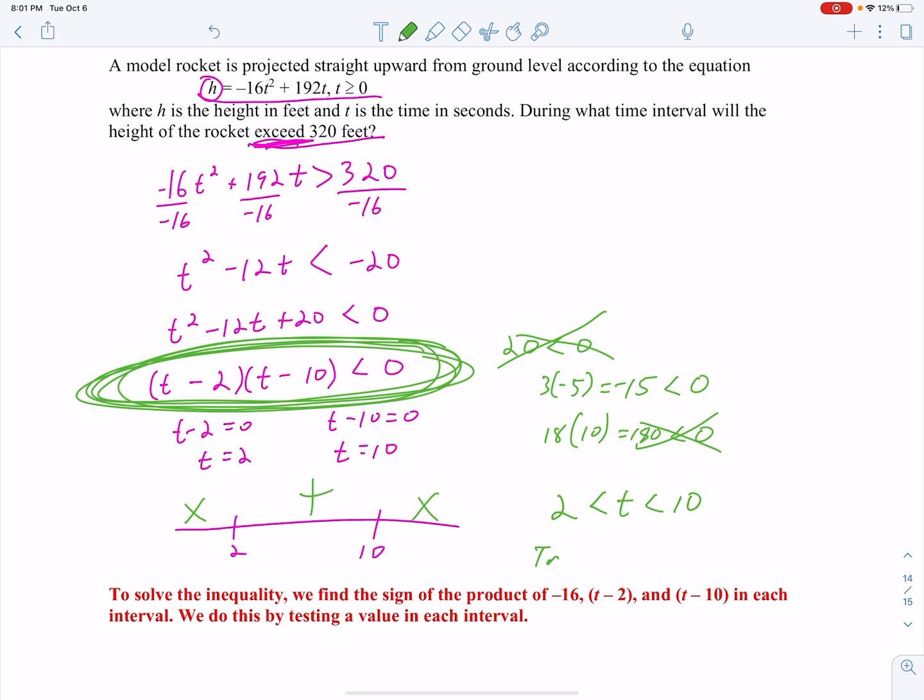In other words, from 2 seconds to 10 seconds. That's the answer. All right, practice problems like that. You definitely see that kind of stuff again.